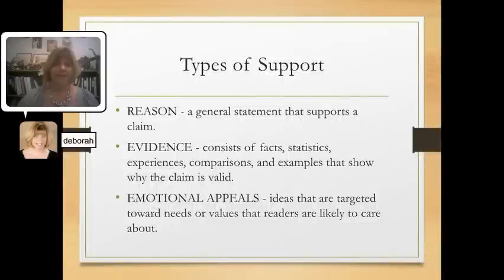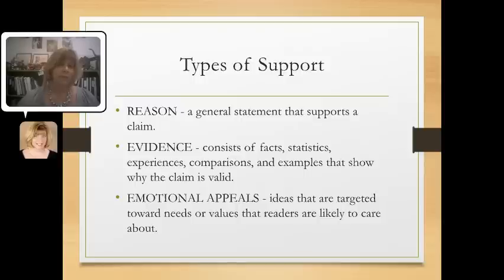Now, what kinds of things can go into your claims? These are known as your types of support. And this is usually reason, evidence, or emotional appeals, which ties into our studies of logos, ethos, and pathos. Reasons are general statements that support the claims, giving your background for why you think this is a good idea. Evidence is your specific things that you are offering. Think like an attorney would offer to a jury: facts, statistics, experiences, comparisons, examples that are going to show you why the claim you're making is indeed truthful.